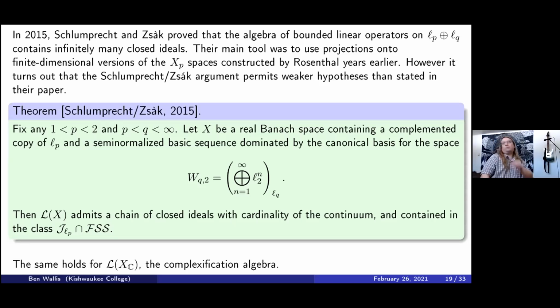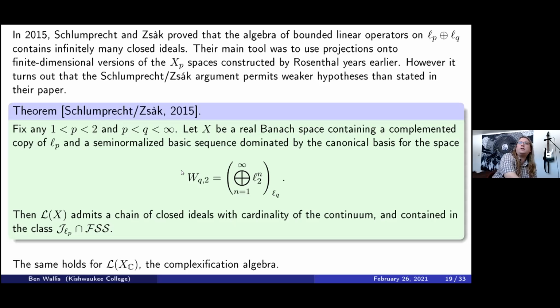We're going to take a P, and P has to be between 1 and 2, and you have to have a complemented copy of LP. Now that's restrictive. Make no mistake. That's horrible. But a lot of spaces do have that. A lot of spaces do have a complemented copy of LP with P between 1 and 2. In particular, obviously, the Lorentz spaces and the Garling sequence spaces. Okay, what else do you need? Well, you can take a Q that's greater than P. That's the only restriction on Q. All it has to be is greater than P. Otherwise, it can range however you want.